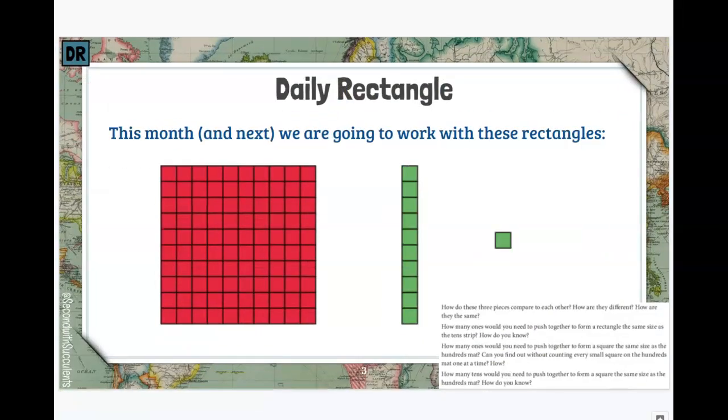Now you are going to be working with some very special rectangles for this month and the next month. I want you to have a look at these three pieces and think about how they compare to each other. How are they different? How are they the same?